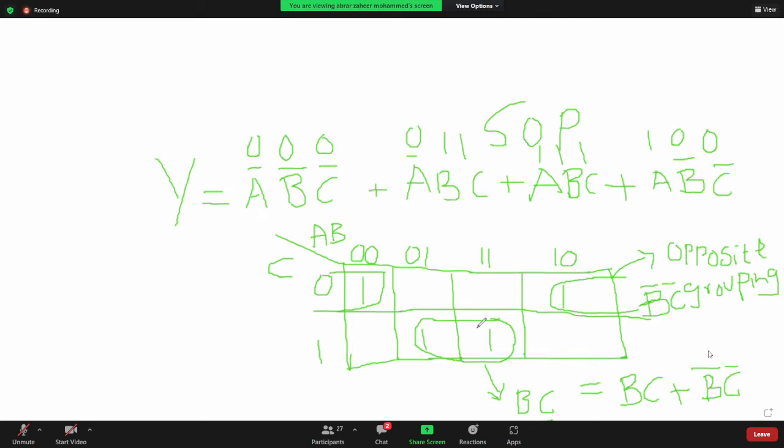So we have to determine the term corresponding to each group of the adjacent ones, and these terms are then ORed to get the simplified SOP. So here we got BC and B bar C bar as the two terms.